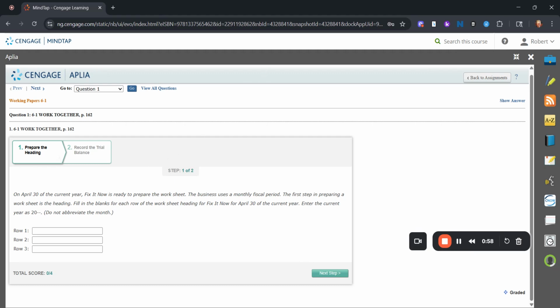So on April 30th of the current year, Fix It Now is ready to prepare the worksheet. The business uses a monthly fiscal period. So the first step in preparing a worksheet is the heading. Fill in the blanks for each row of the worksheet heading for Fix It Now for April 30th of the current year. Enter the current year as 20-.